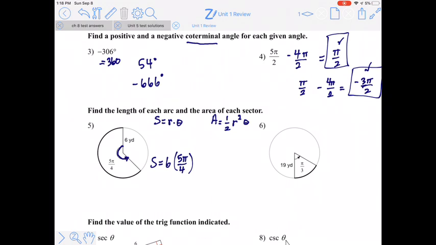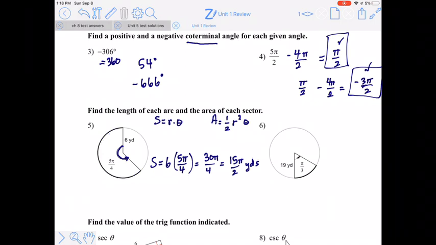Multiplied by the measure of the angle. So this is 30 pi over 4, which is 15 pi over 2 yards. That's the distance of this arc right here. 15 pi over 2 yards.